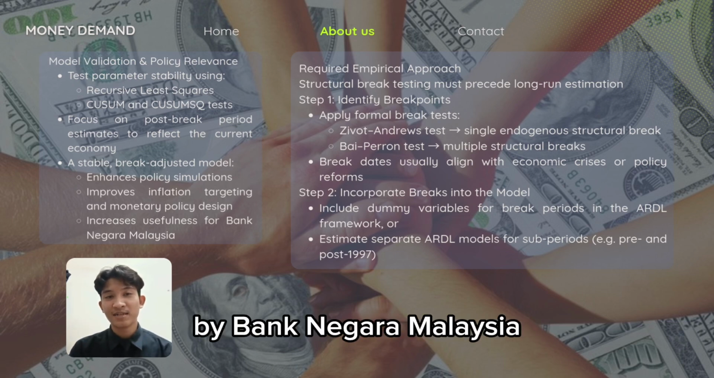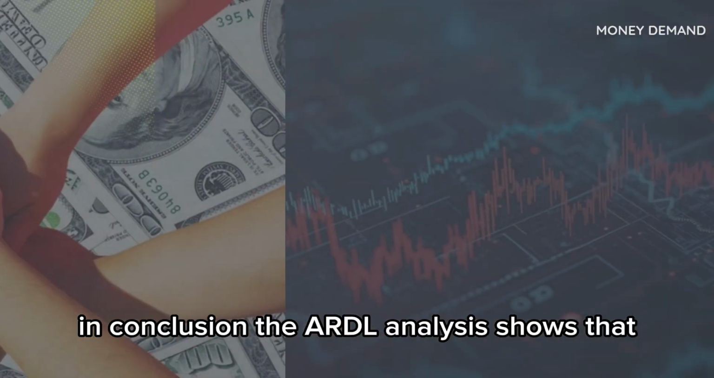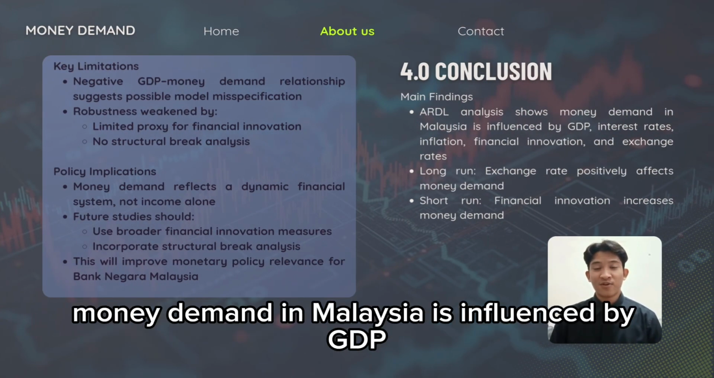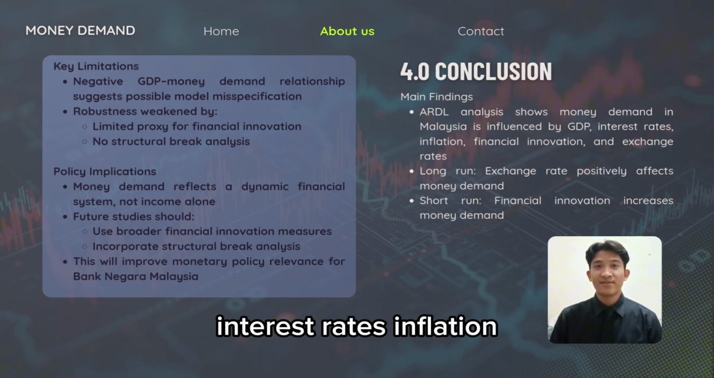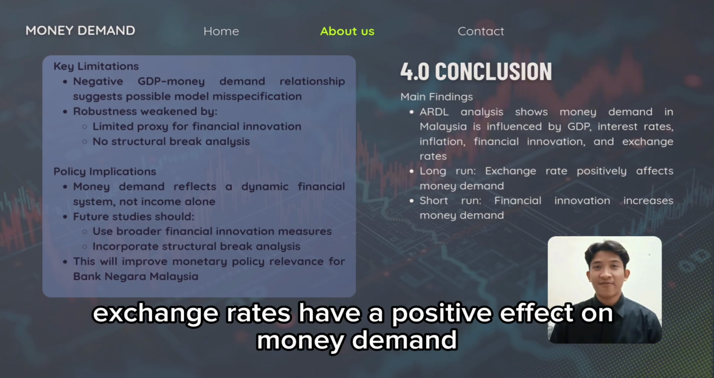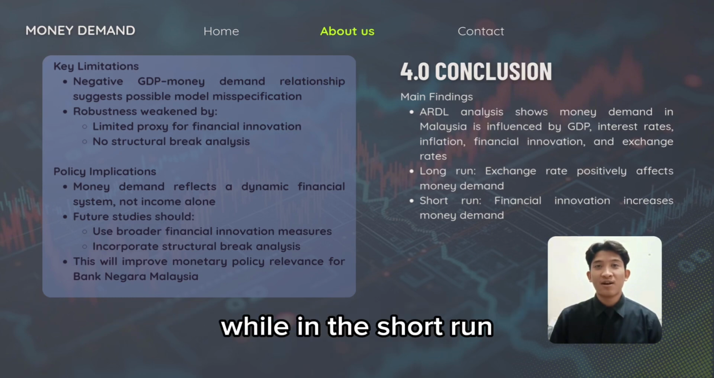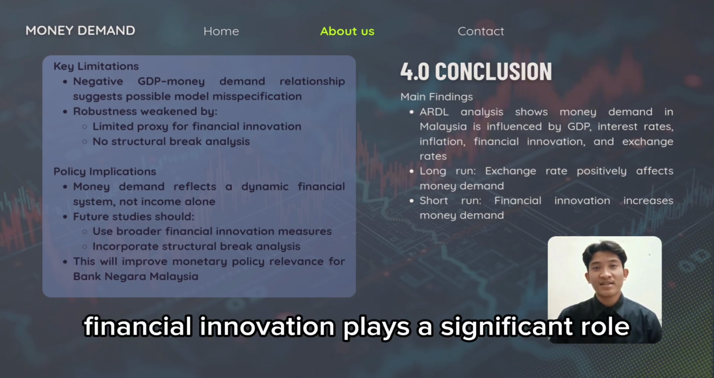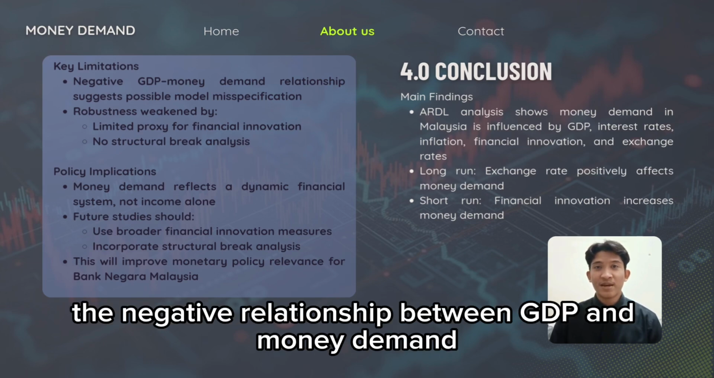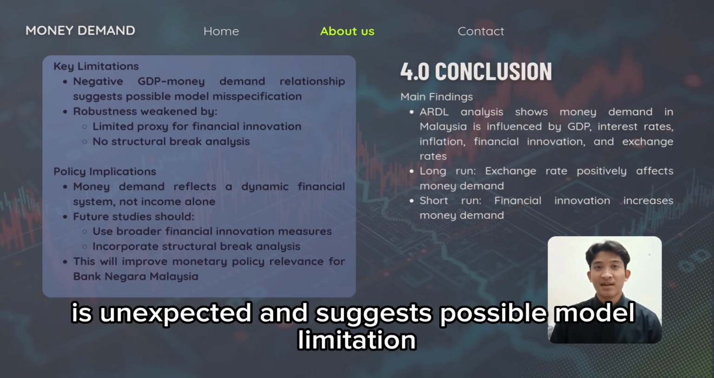In conclusion, the ARDL analysis shows that money demand in Malaysia is influenced by GDP, interest rates, inflation, financial innovation, and exchange rates. In the long run, exchange rates have a positive effect on money demand, while in the short run, financial innovation plays a significant role. However, the negative relationship between GDP and money demand is unexpected and suggests possible model limitation.